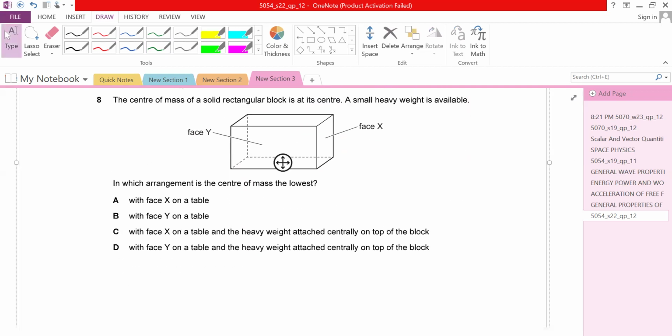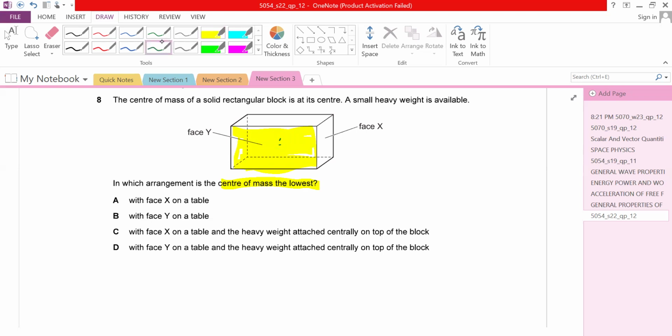Question number 8. The center of mass of a solid rectangular block is at its center. The mass is at the center. A small heavy weight is available. In which arrangement is the center of mass the lowest? When the center of mass is the lowest, the object is more stable. When the heaviest face is placed downwards, the center of mass is lowest. So the heaviest face, which I'm highlighting in yellow, is Y. This is the heaviest face when it's faced downwards, so the center of mass is lowest.